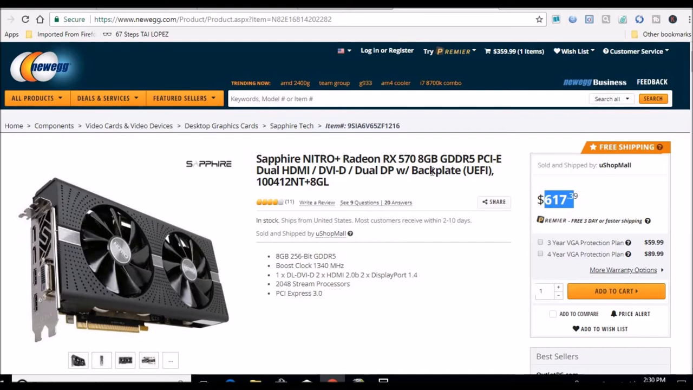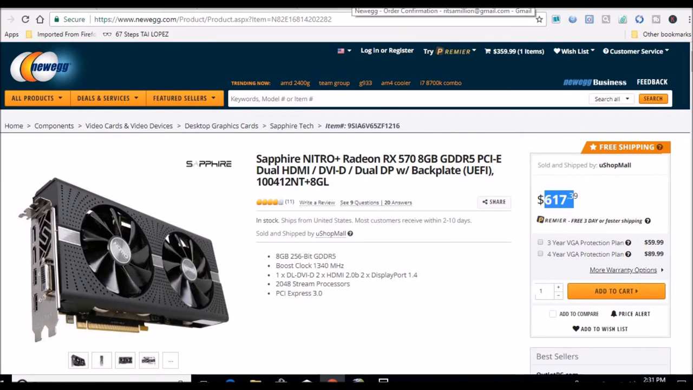I don't know if it has something to do with whether they're in stock or not. I mean, it says it's in stock right here. Or maybe it's just whoever happens to be selling the card through Newegg at any given time, but that's a big jump. It's like $270, I think, over what I paid.